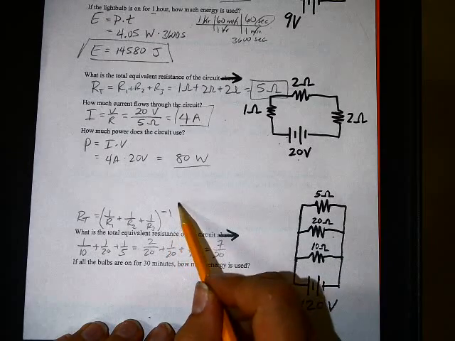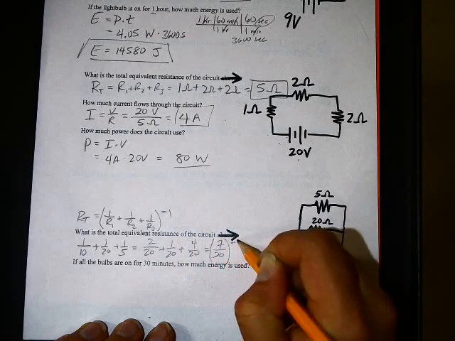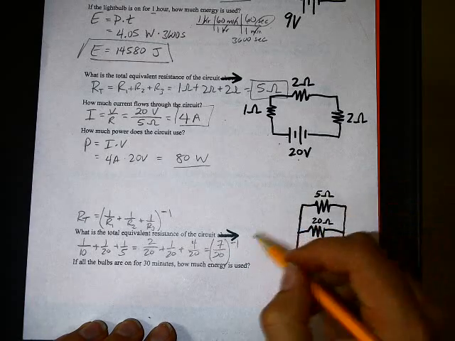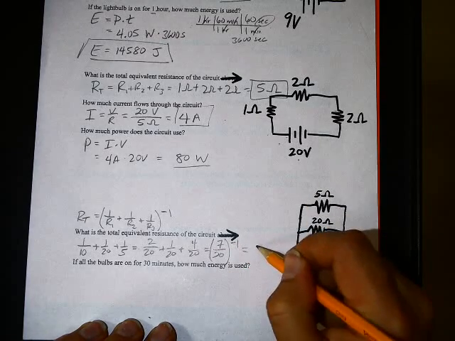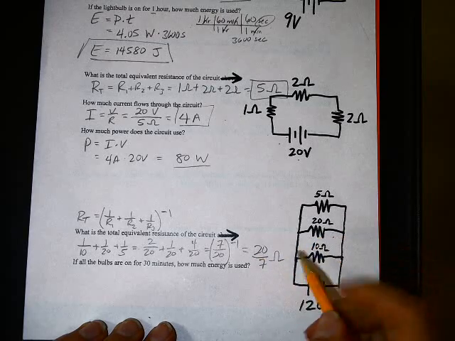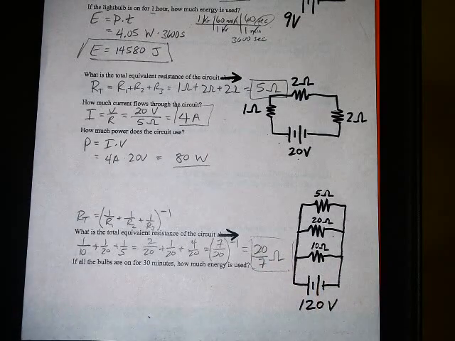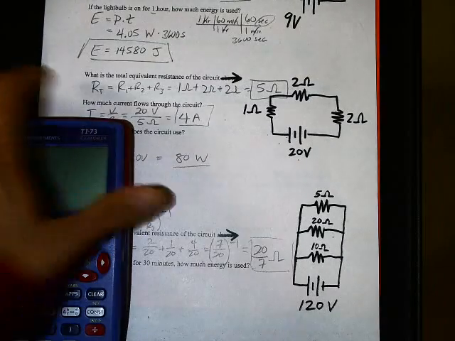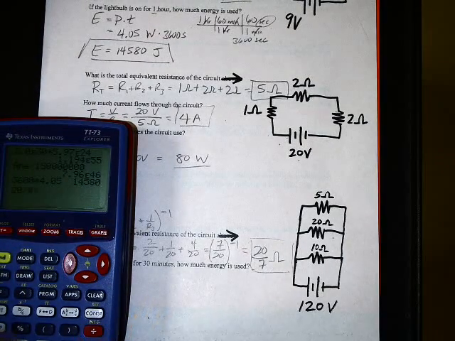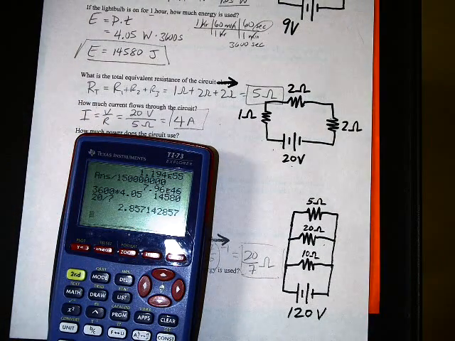And again, last step, this is not the answer. We have to take the inverse of that, which just means flip this fraction around. So we get 20 over 7 ohms of resistance. That should be about 2.85, 2 6/7. So 2.85, I believe. 2.86, if you have a decimal answer.